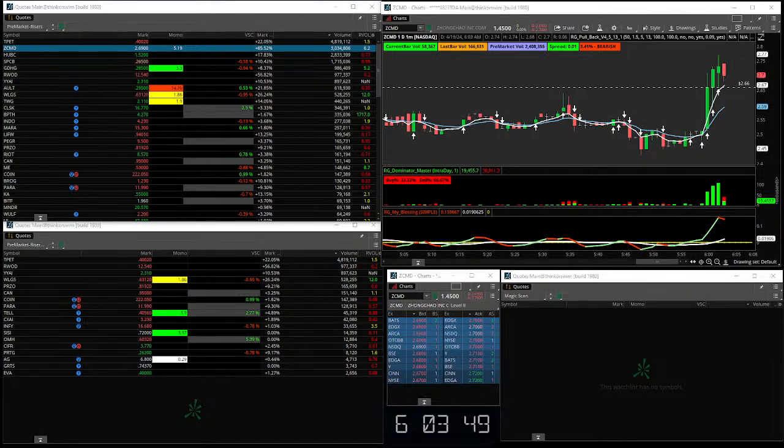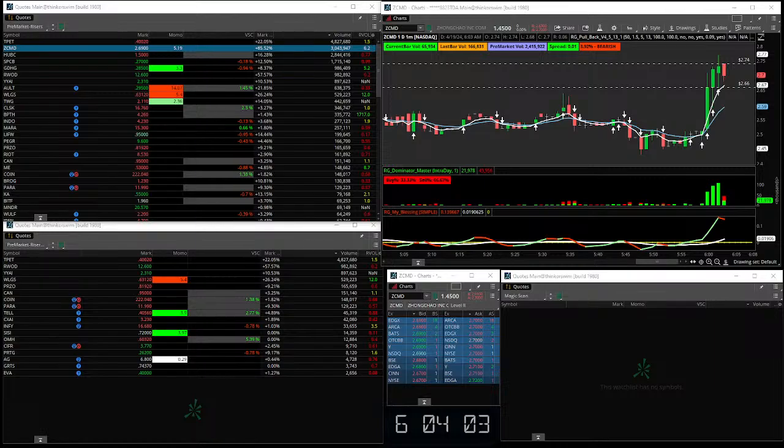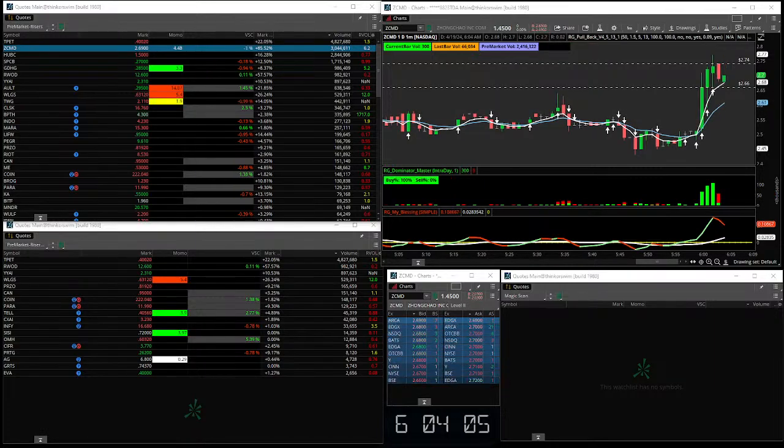Let's see if we get another pullback here. This could be a second pullback when this candle closes. Looks like the volume is dying. Probably not going to be much of a move here.